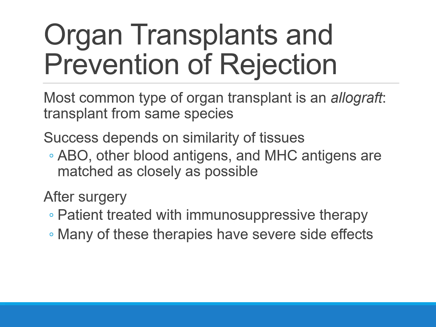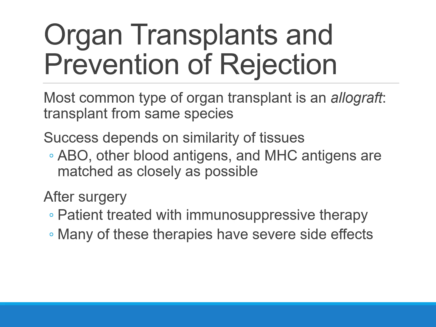The success depends on a couple of things. One is the blood typing, which we've already talked about. There are other blood antigens, the Rh factor we have to look at, and they have to look at the MHC antigens to make sure that they are as closely matched as possible. Remember that the MHC antigens are genetic, right? This is why transplants from a relative are often more successful than transplants from a stranger, because you're more likely to share MHC antigens. After surgery, when we've transplanted tissue, the patient is treated with immunosuppressive therapy, and those therapies have lots of side effects.